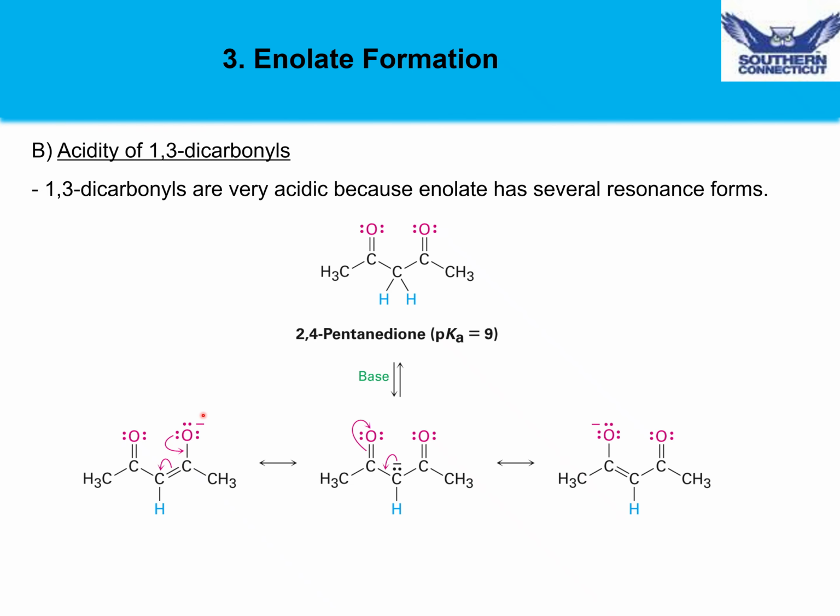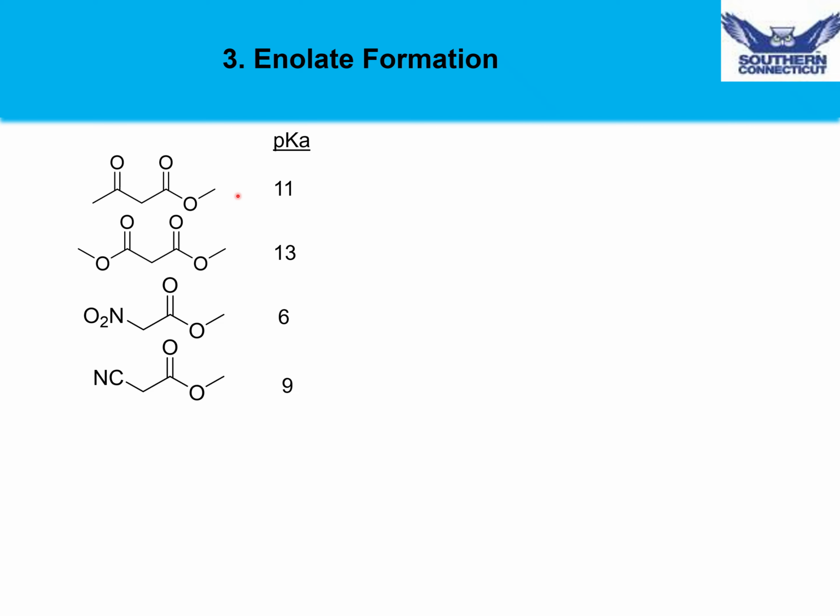Other 1,3-dicarbonyl compounds will also be very acidic, much more than a typical carbonyl compound. So for example, if we have a ketone and an ester near each other, so 1,3 to each other, the pK is roughly about 11. When you have two esters, the pK is about 13. Note that a single ester would lead to a pK of an alpha hydrogen of roughly about 25.